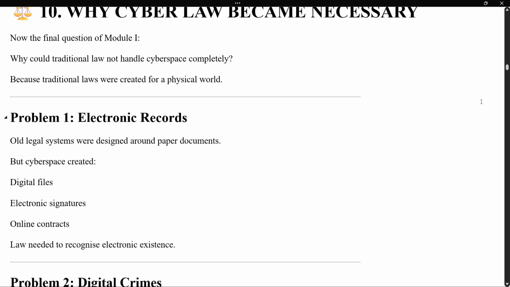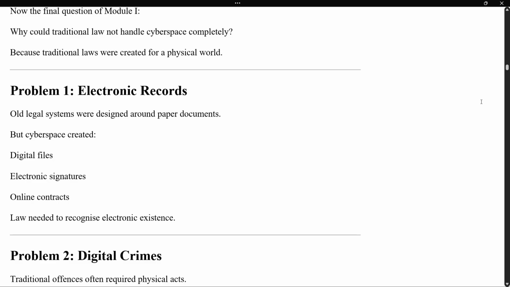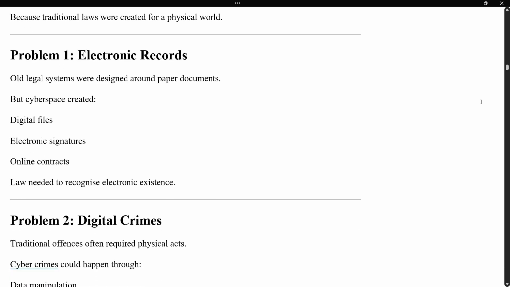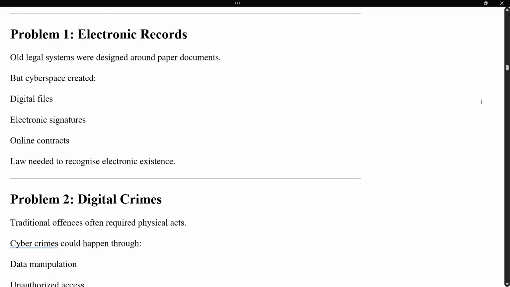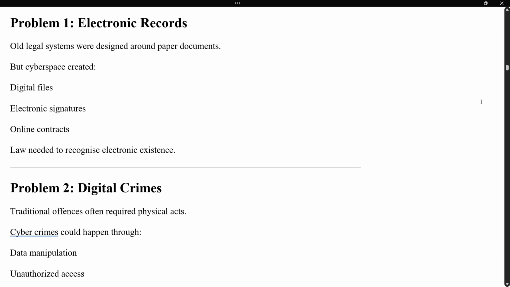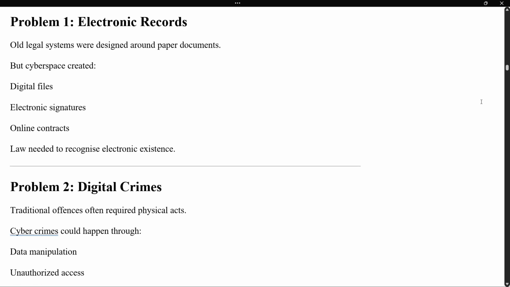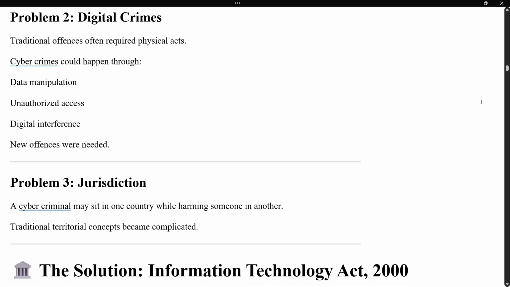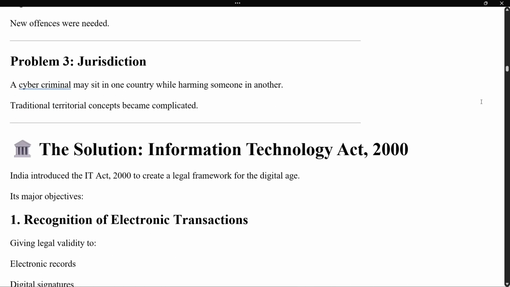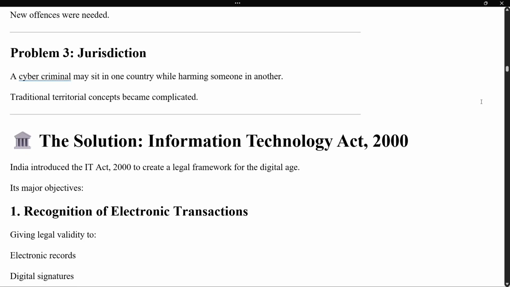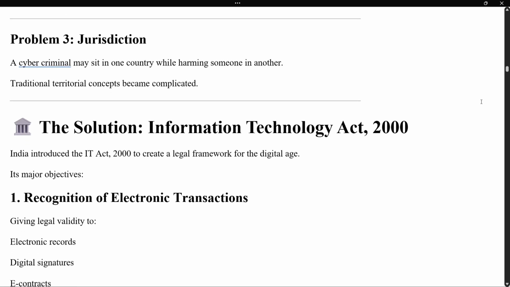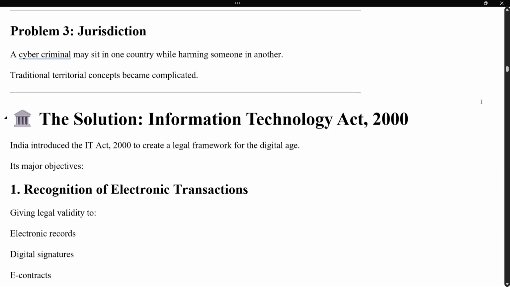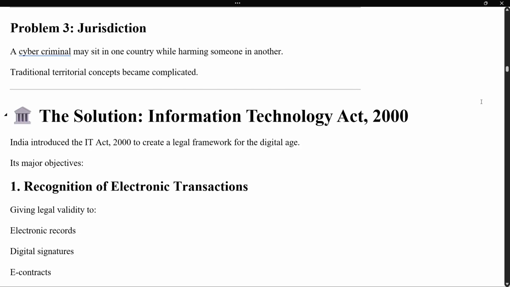Problem 2. Digital crimes. Traditional offenses often required physical acts. Cyber crimes could happen through data manipulation, unauthorized access, digital interference. New offenses were needed. Problem 3. Jurisdiction. A cybercriminal may sit in one country while harming someone in another. Traditional territorial concepts became complicated.